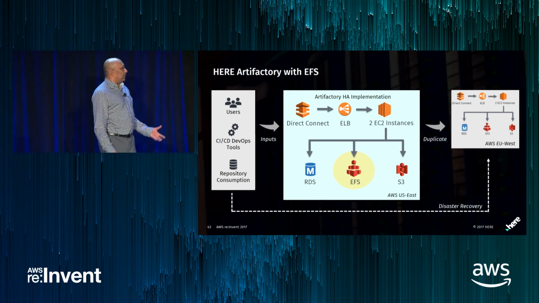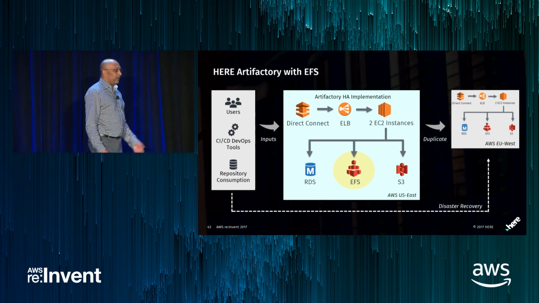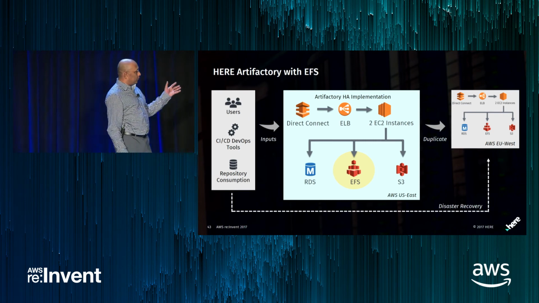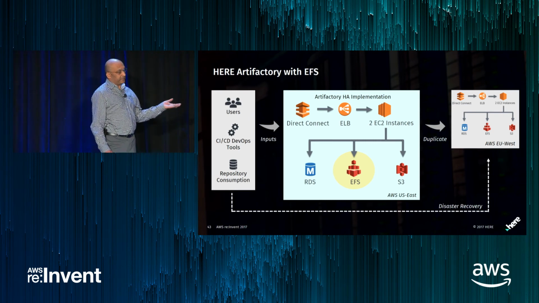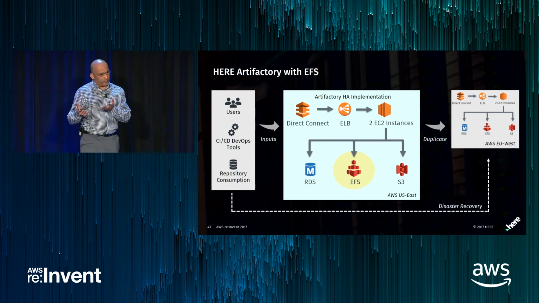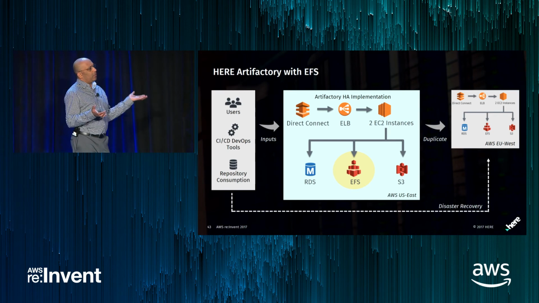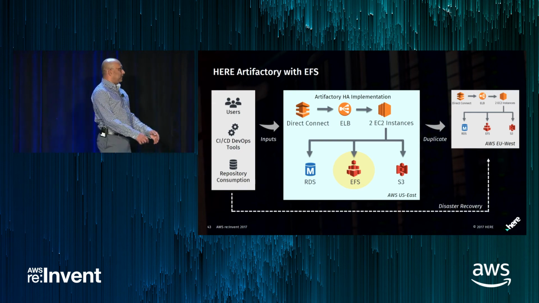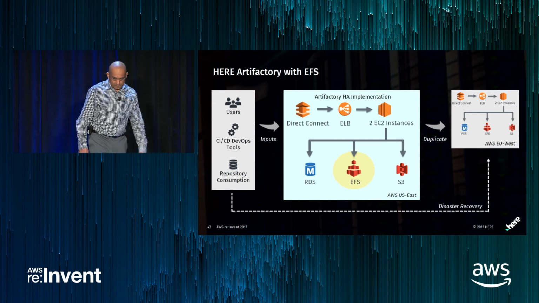So the Amazon Elastic File System was rolled out in November of 2016, and we migrated from our NFS server solution to the Elastic File System in January of 2017. So basically what we did was, we created an Elastic File System, copied the contents of the EBS onto the Elastic File System and then mounted it to the Artifactory nodes.